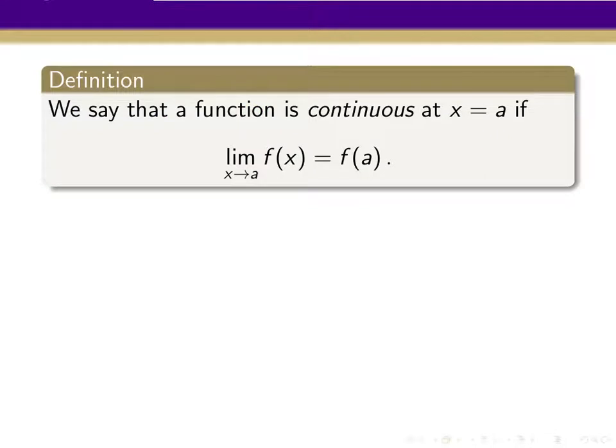What continuity means is that the value of the function is equal to the limit of the function as you approach it. So we say that a function is continuous at a value x equals a if the limit of the function as x approaches a equals the actual value of the function. Now if you think about it, this is what we really want to have happen.